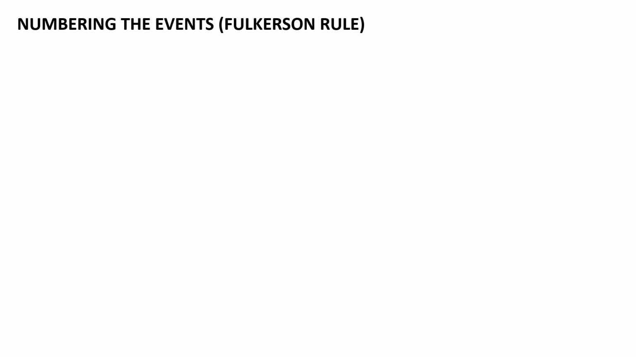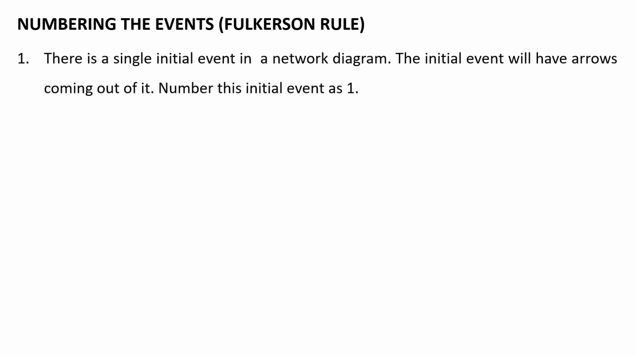Now let's see how we number the events. The numbering of events follows a rule called the Fulkerson rule. Now let's see what this Fulkerson rule states. There is a single initial event in a network diagram. The initial event will have arrows coming out of it. Number the initial event as 1.